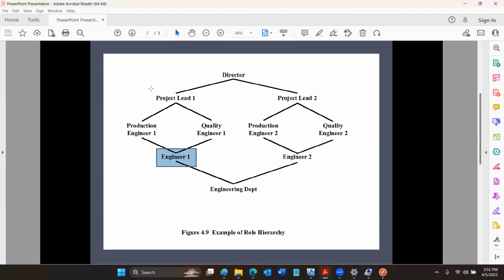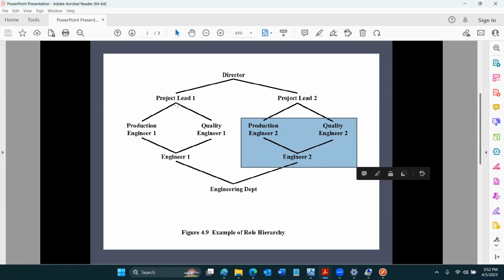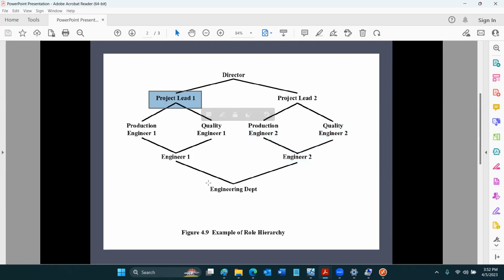Put another way, if I have a project lead here, I don't want these engineers to be a part of this project lead's group. I'm thinking I seriously need to come up with a different diagram to help explain that aspect of it.